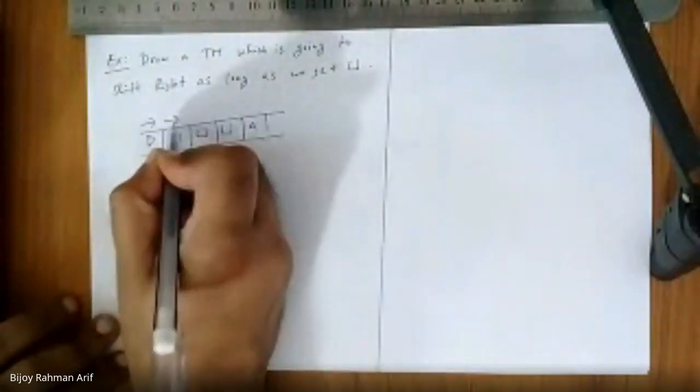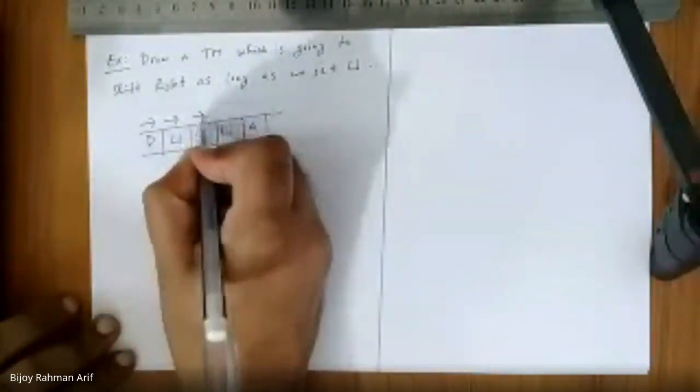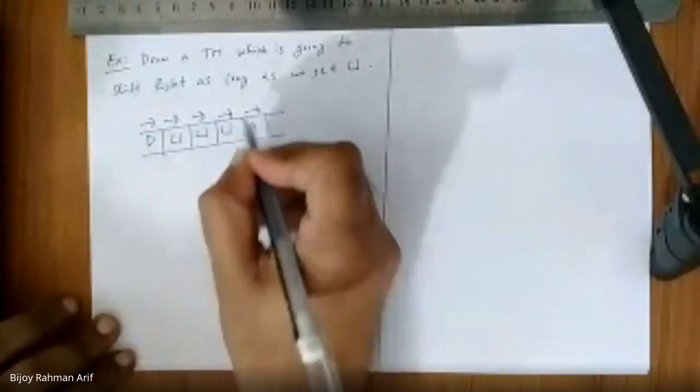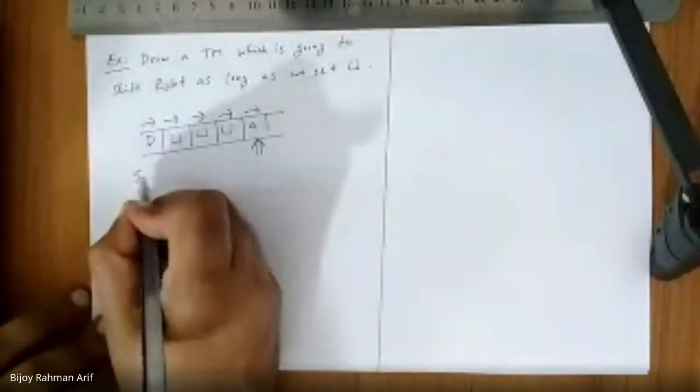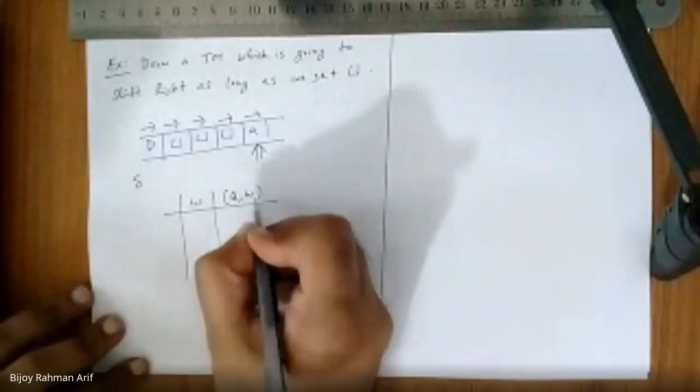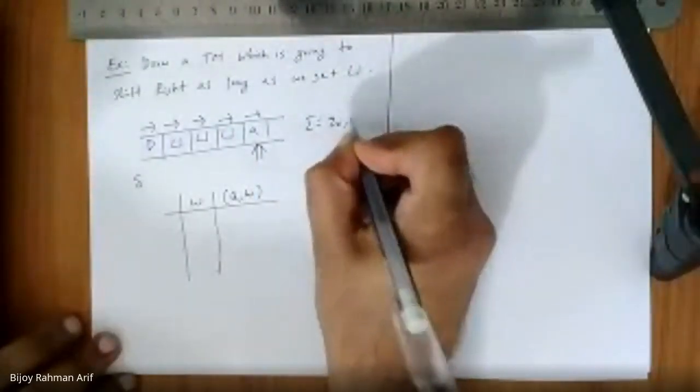So initially, I'm in here, I right shift, I'm here, right shift, here, right shift, here, right shift. Suddenly I got here, which is not blank. I have to stop. So what would be the Turing machine for this? What would be the transition delta? How many states do I require? Sir, 2. Q naught and H.